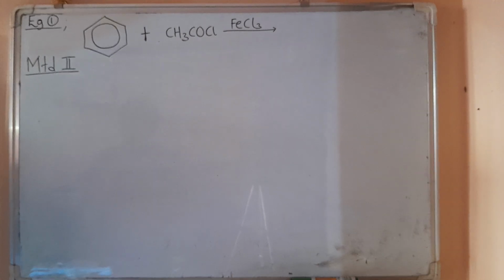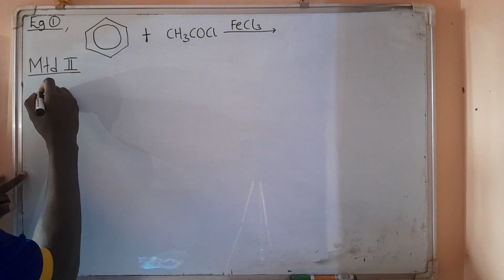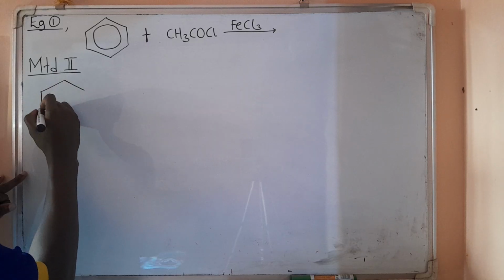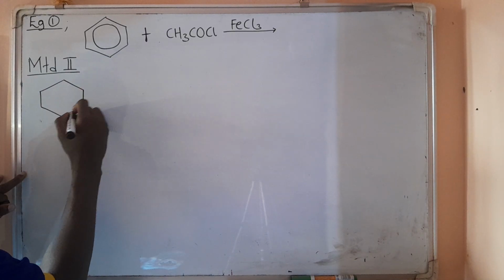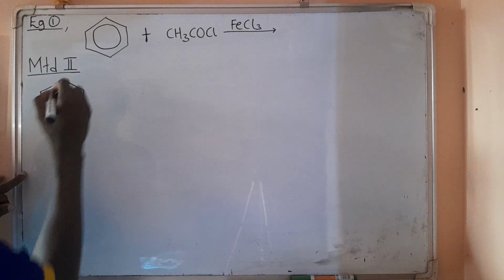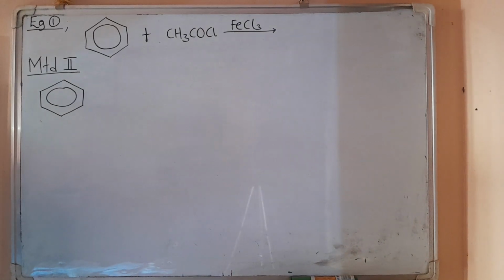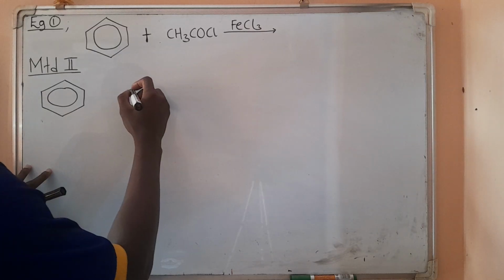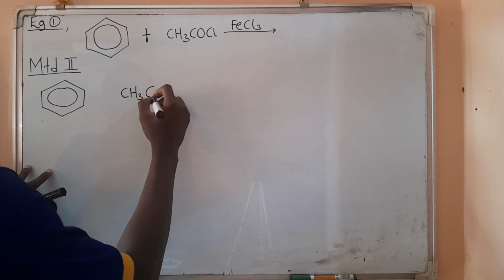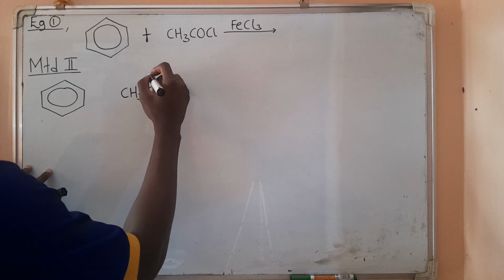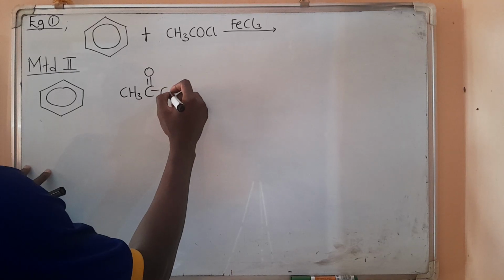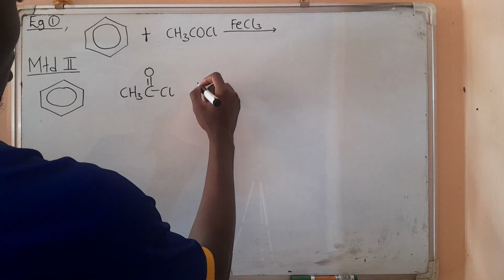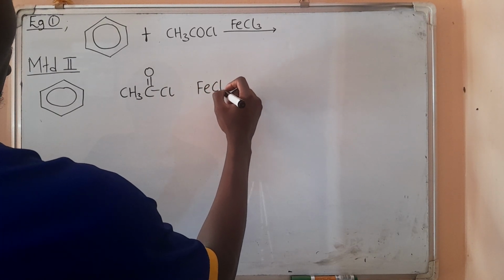In method 2, we have the following. So I'll bring my benzene ring here. We have the following. We have CH3, C, Cl with the ethylene chloride.